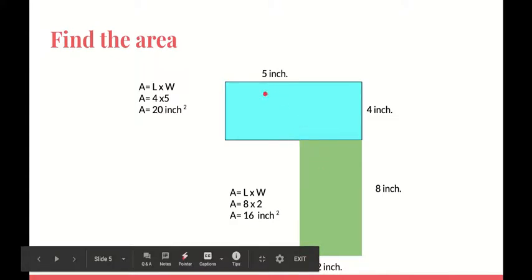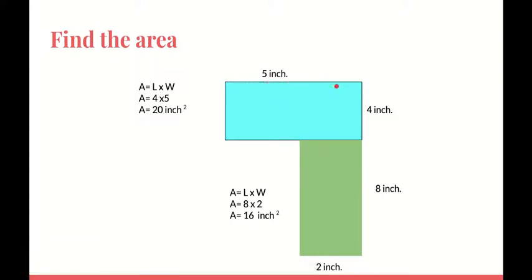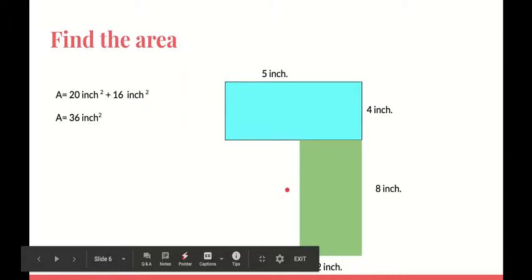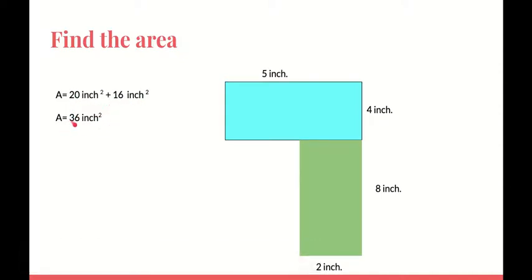So here, the blue rectangle, the side is 5 inches, and then this side is 4 inches, the width. And when we multiply length times width, or 4 times 5, we get 20 inches squared. For the lower rectangle, my width is 2 inches, my length is 8 inches. And so when I multiply 8 times 2, I get 16 inches squared. We're not done, however. We have to combine the 2. So when I add 20 inches squared plus 16 inches squared, my total is 36 inches squared.